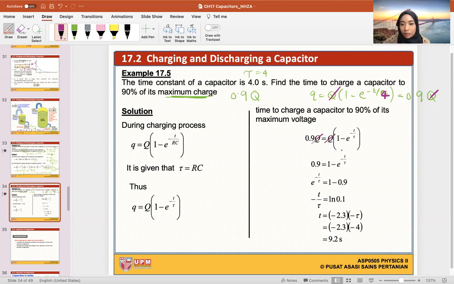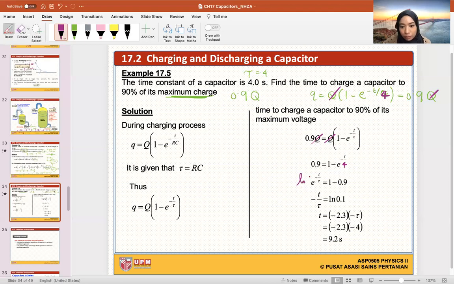So I just need to solve for t. Q cancels out with Q. 0.9 is equal to 1 minus e to the minus t over 4. So it's just math. 1 minus 0.9 is equal to e to the minus t over tau. To eliminate e, you need to take the natural log of both sides. So ln e to the minus t over tau equals ln of 1 minus 0.9. To eliminate e, you need to put in natural log. I don't know if you still remember this math.